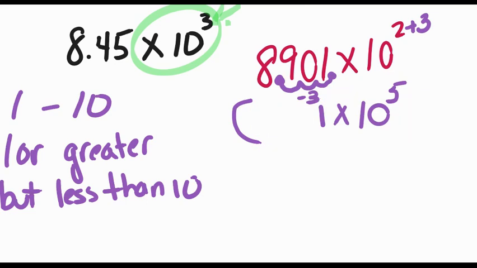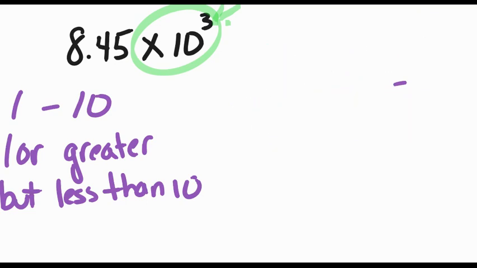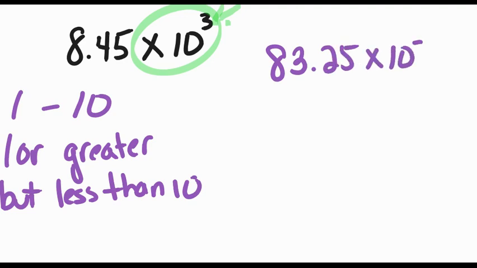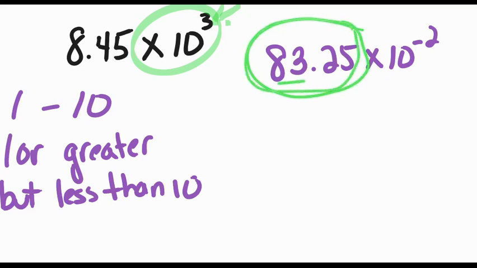Let's look at one more example. Let's look at a negative exponent. Let's say we have 83.25 times 10 to the negative 2 power. And let's say I want to make this into scientific notation. Again, looking at this number, it's 83 point something. 83 is greater than 10, so that's not in scientific notation.